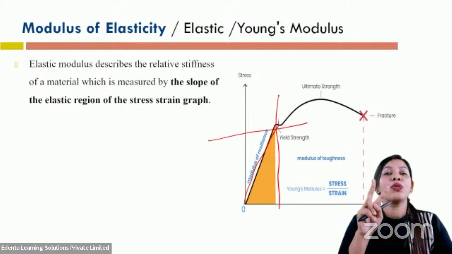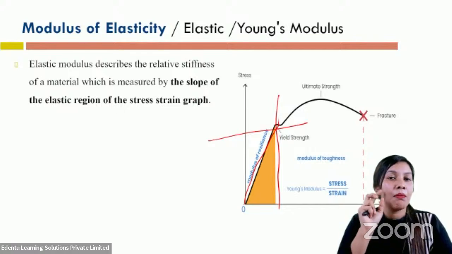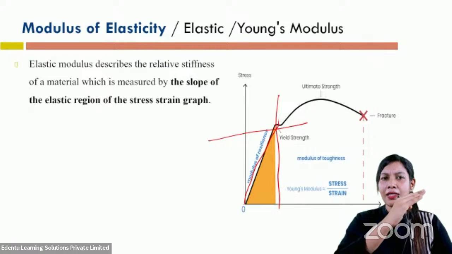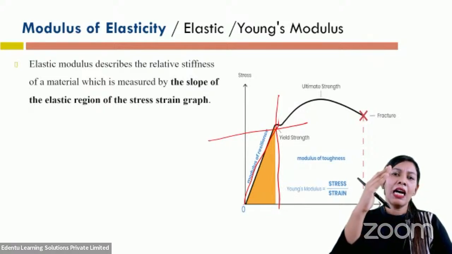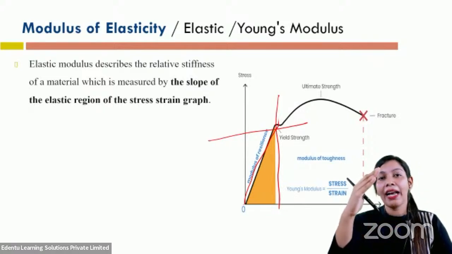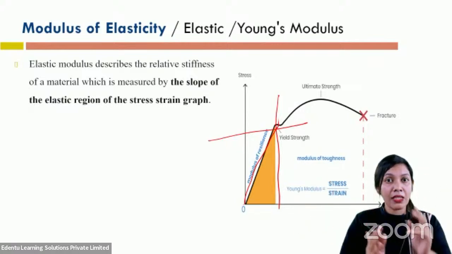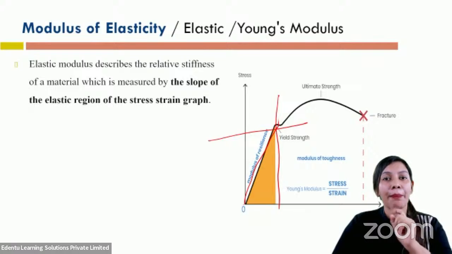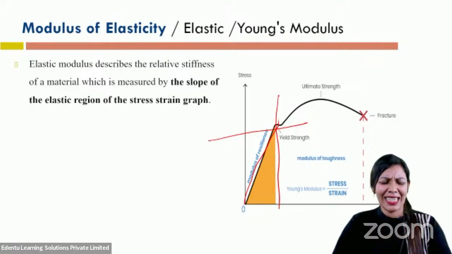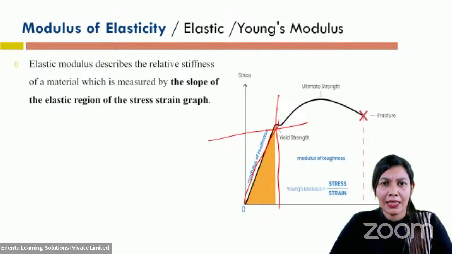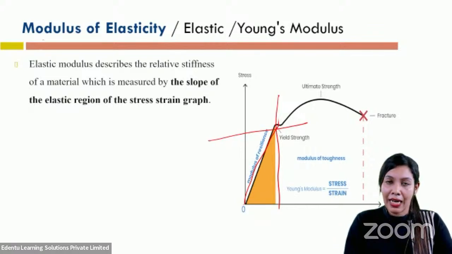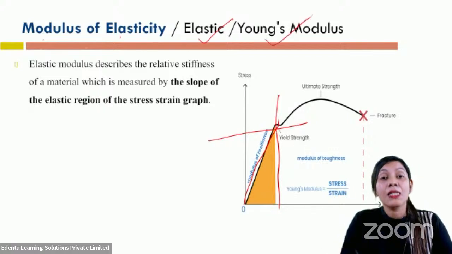Here you need to think about two important terms: modulus of elasticity and resilience. I hope you understood Young's modulus, elastic limit, yield strength, and after that ultimate strength and fracture. Within this proportional limit, there are two important terms that you have to keep in mind. First is modulus of elasticity. Second is resilience. What is modulus of elasticity? Another name is elastic modulus, or Young's modulus.